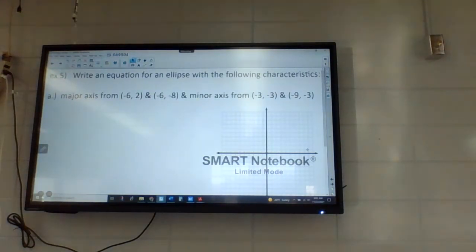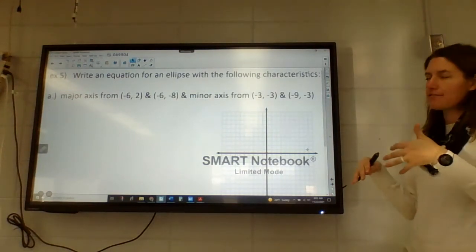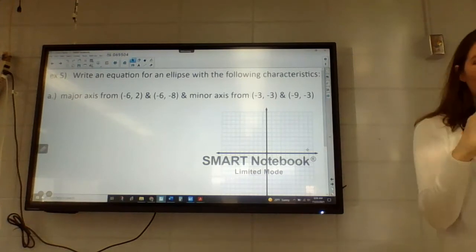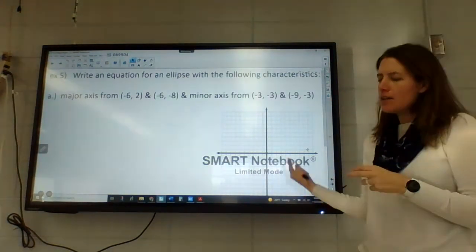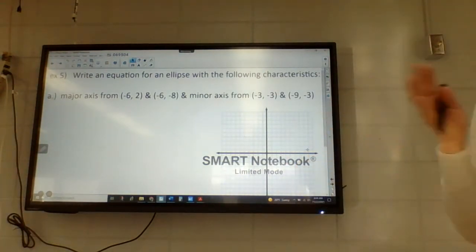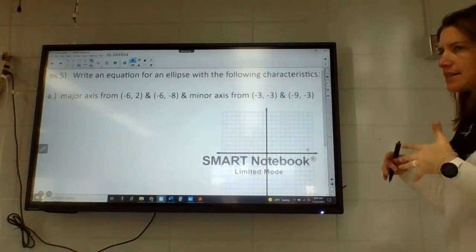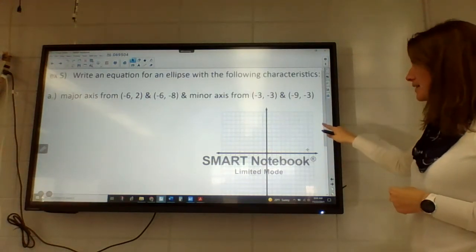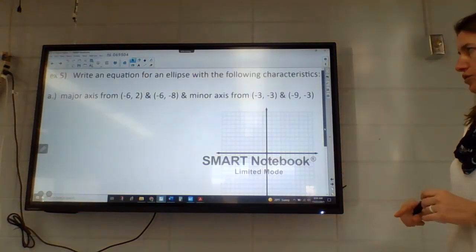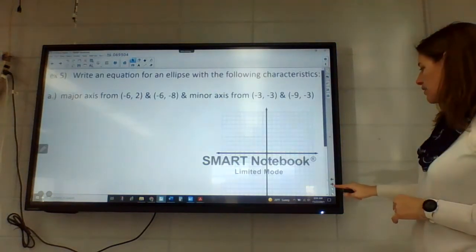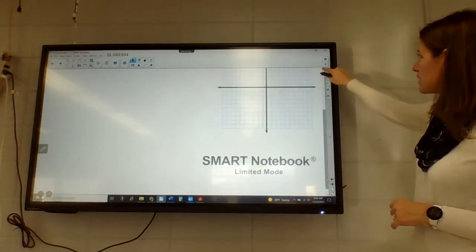All right, so it says write the equation of an ellipse with the following characteristics. I think it's easier to do these from a graph. The axes are always going to be on our coordinate system, so finding the middle point is going to be a lot easier if you have graph paper. So for your homework, feel free to grab graph paper if you want it. Otherwise, mathematically, it's not bad either. So it says a major axis from negative 6, 2 to negative 6, negative 8. So I'm going to put that on here.